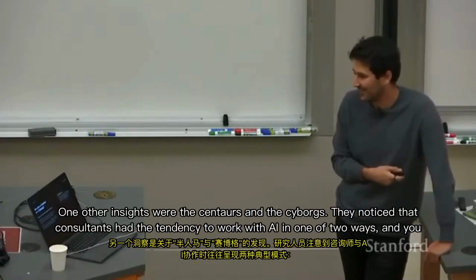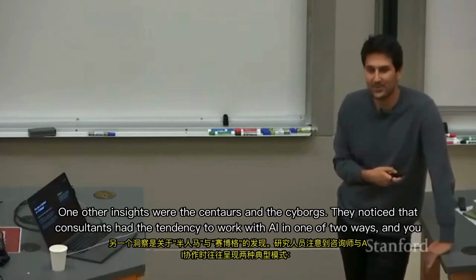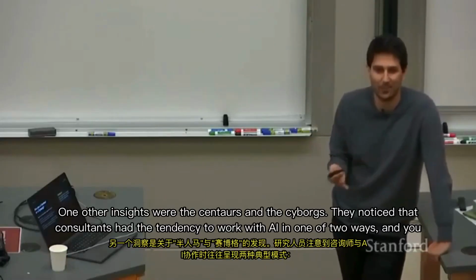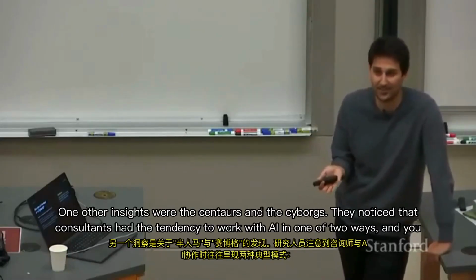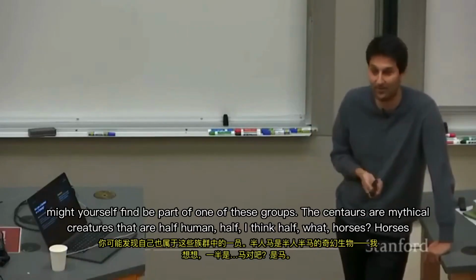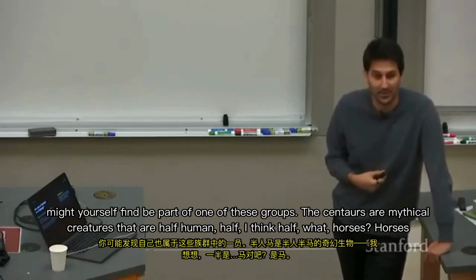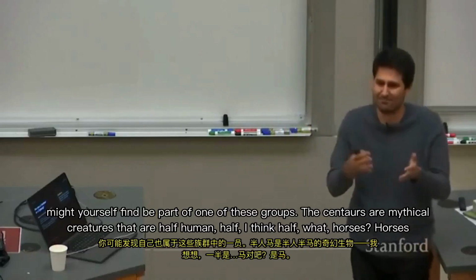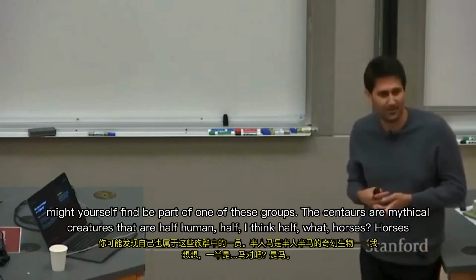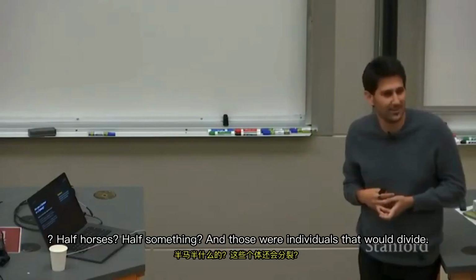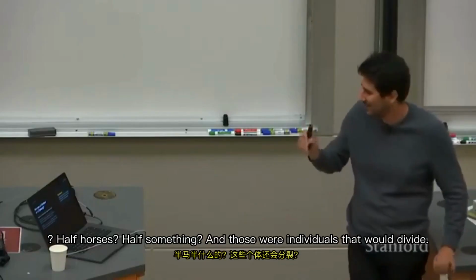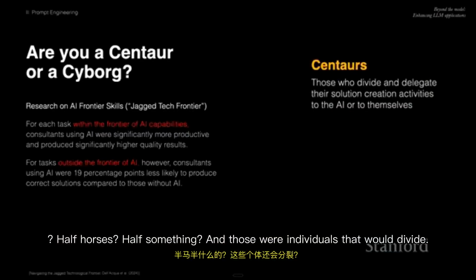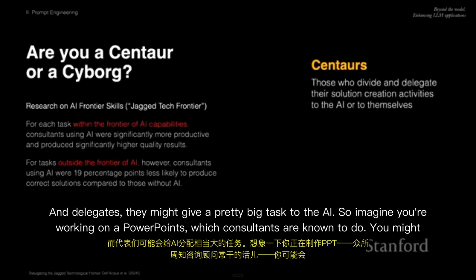One other insight was the centaurs and the cyborgs. They noticed that consultants had the tendency to work with AI in one of two ways, and you might yourself be part of one of these groups. The centaurs are mythical creatures that are half human, half, I think, horse. Yeah, horses, half something. And those were individuals that would divide and delegate. They might give a pretty big task to the AI.